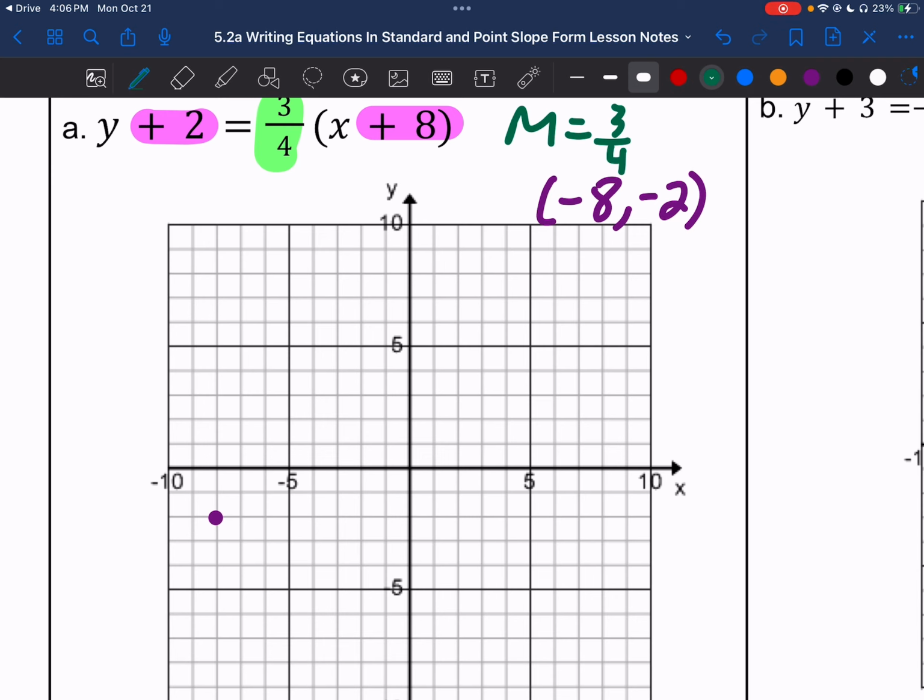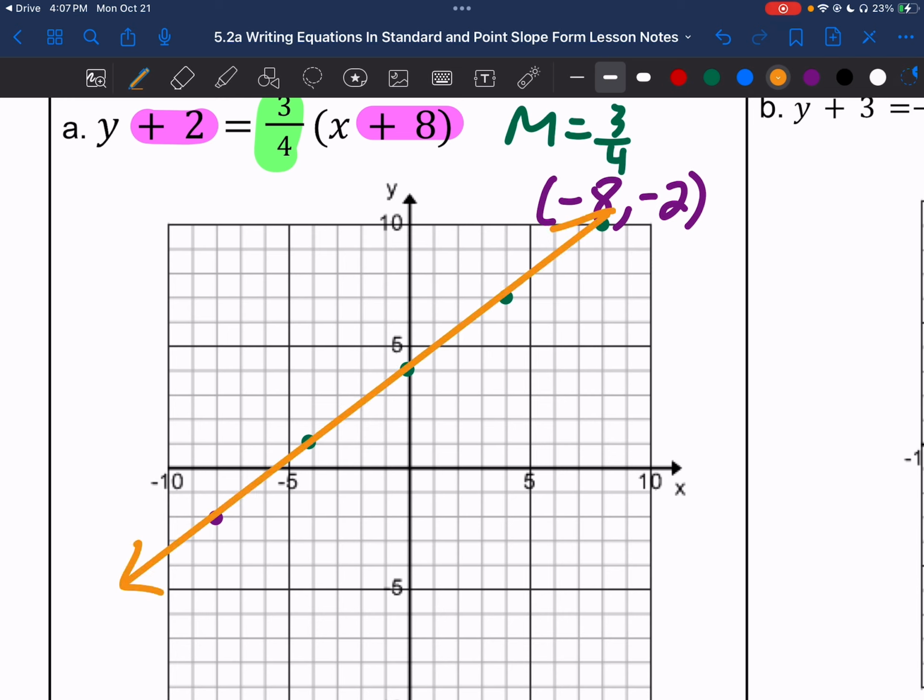So I'm going up 1, 2, 3 to the right, 1, 2, 3, 4. I repeat that pattern several more times. And now I can connect my dots.